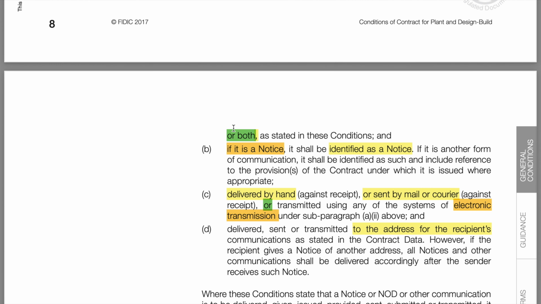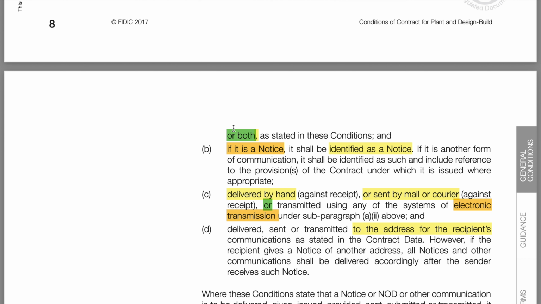Now, under B, it states that if it's a notice, it shall be identified as a notice. This is very important to remember. It actually means that on the letter it shall really say notice in the subject line, and hopefully there's some reference to the subclause, which makes for easy reading and understanding. If it's another form of communication, it shall be identified as such and include reference to the provision of the contract under which it is issued where appropriate.